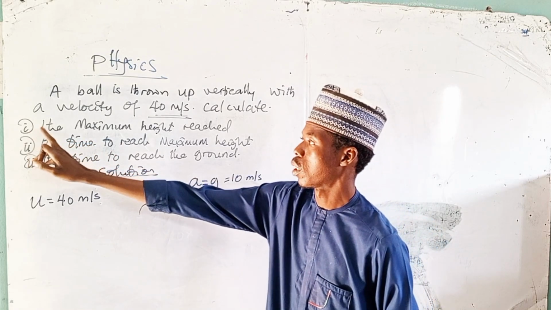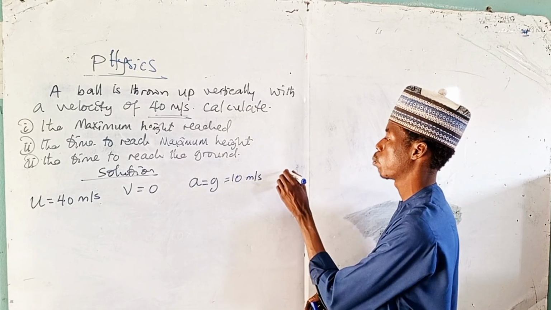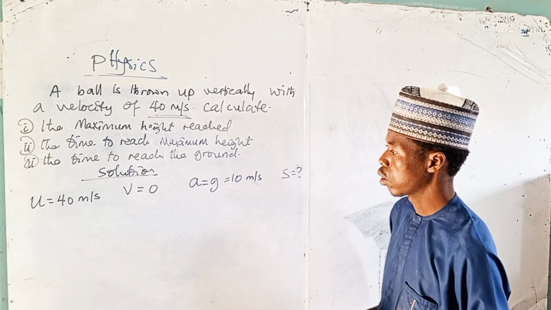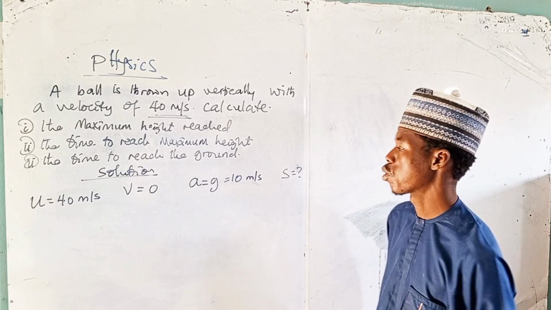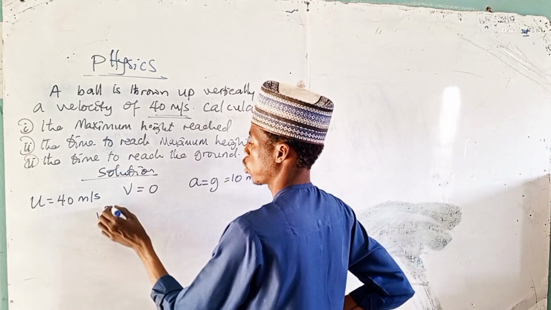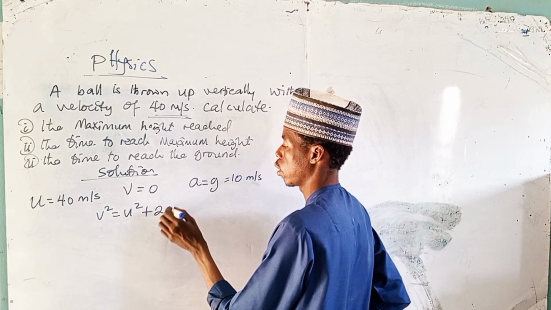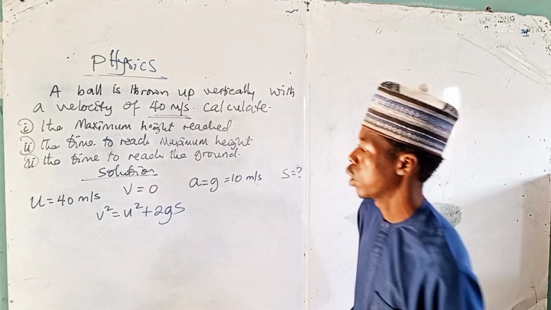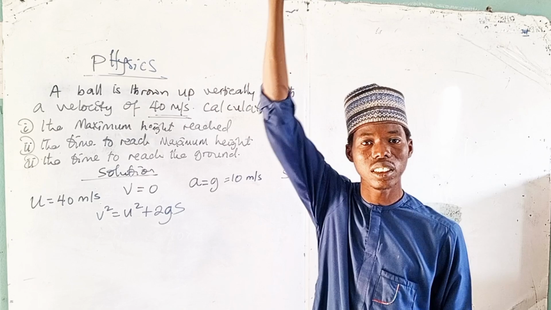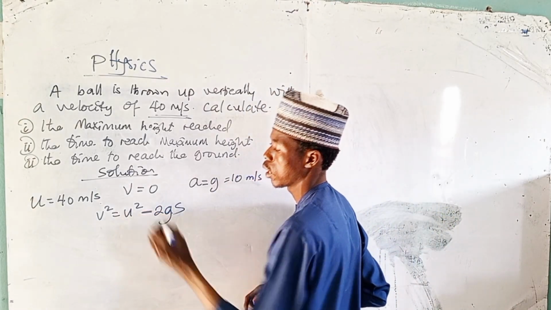So let's look at number one, the maximum height reached. We have to find the maximum height reached, or is it maximum distance reached? We don't know it yet. That's why I put a question mark. So let's write the formula that suits us to calculate the maximum height. We can use v squared equals u squared plus 2gs. But remember, we cannot use this positive sign because the ball is going against the gravity. So this positive sign will turn into a negative sign.